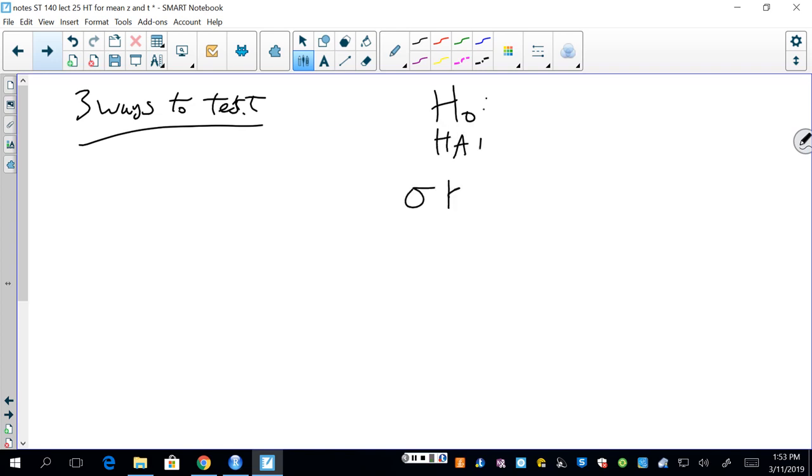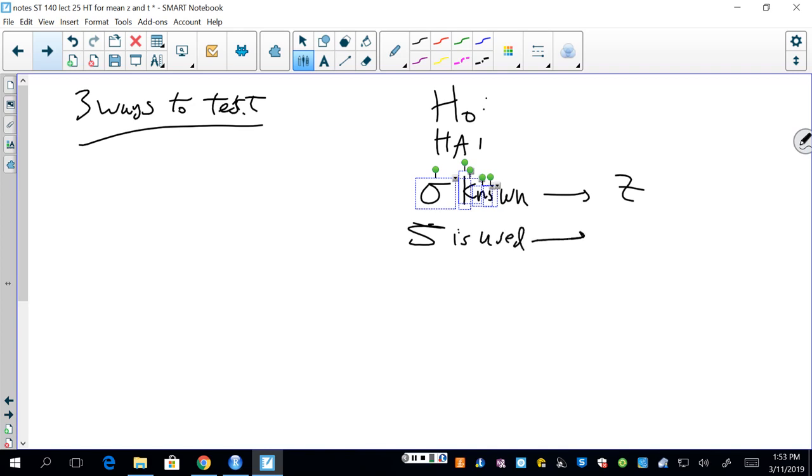If sigma is known, we're going to use normal. If S is used in place of that, we're going to use a t, with n minus 1 degrees of freedom. There's really three ways to test. First, what we've got is to find the rejection region.